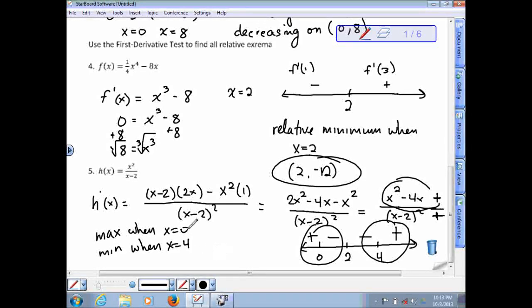And then we have to plug these values into the original function to figure out the point on the graph. So when x equals 0, h of x is equal to 0. So that point is (0, 0). When you plug a 4 into the original function, 4 squared is 16, and 4 minus 2 is 2. 16 over 2 is 8. So the point is (4, 8).